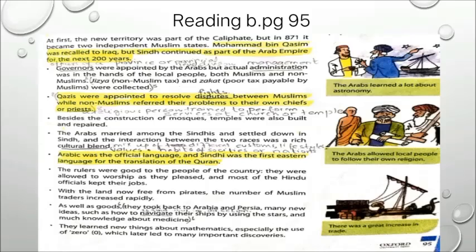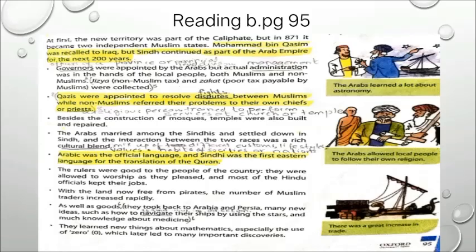The Arabs married among the Sindhis and settled down in Sindh, and the interaction between the two races was a rich cultural blend. In this point, the word cultural blend is used. We have already discussed what a cultural blend is. So, it was a time when the Arabs came to Sindh, and the Sindhis had a different language, their lifestyle and customs were different from those of the Arabians. So, instead of being negative to each other, they began to accept each other's religion, each other's culture, and eventually they united in a good, positive relationship.